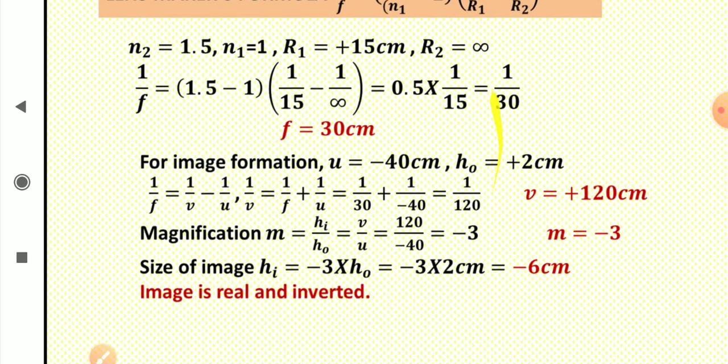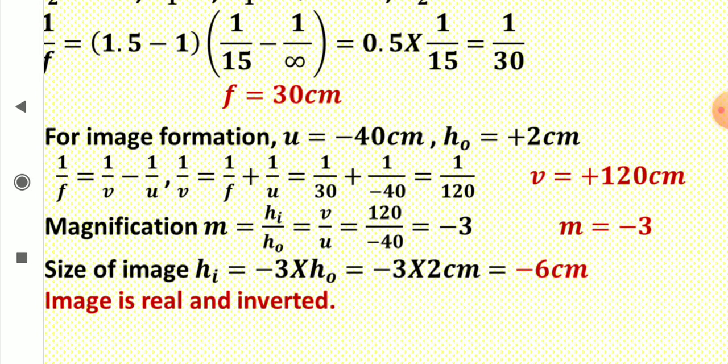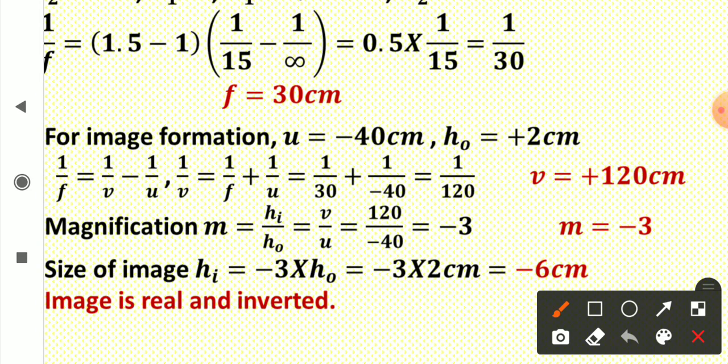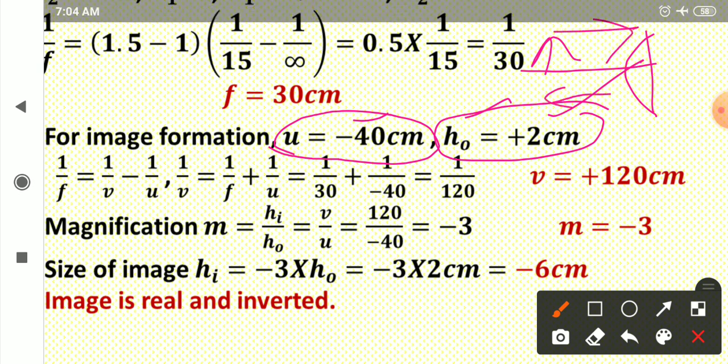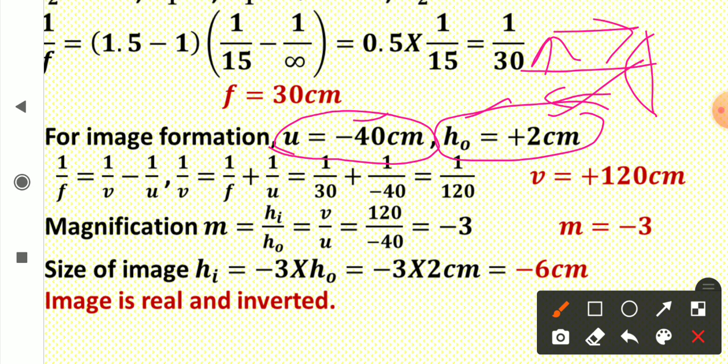And now we can use the thin lens formula. According to the question, the object is placed at 40 centimeter, which means the object distance is minus 40 centimeter, and the size of the object is plus 2 centimeter because it is above the principal axis. So, if the lens is like this, the object is placed above the principal axis, so the size of the object is positive. The object is placed on the left side and the incident ray is towards the right side, so the object distance is negative.